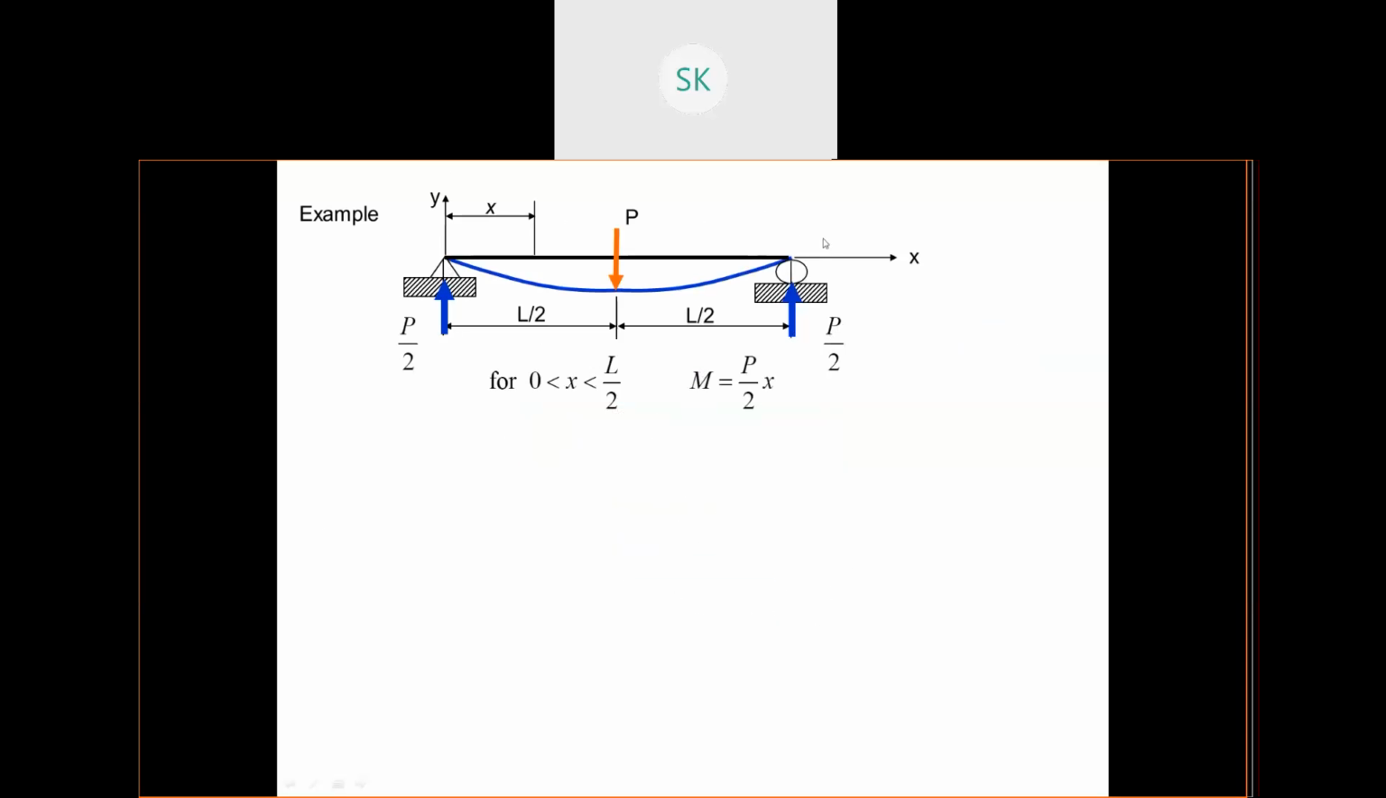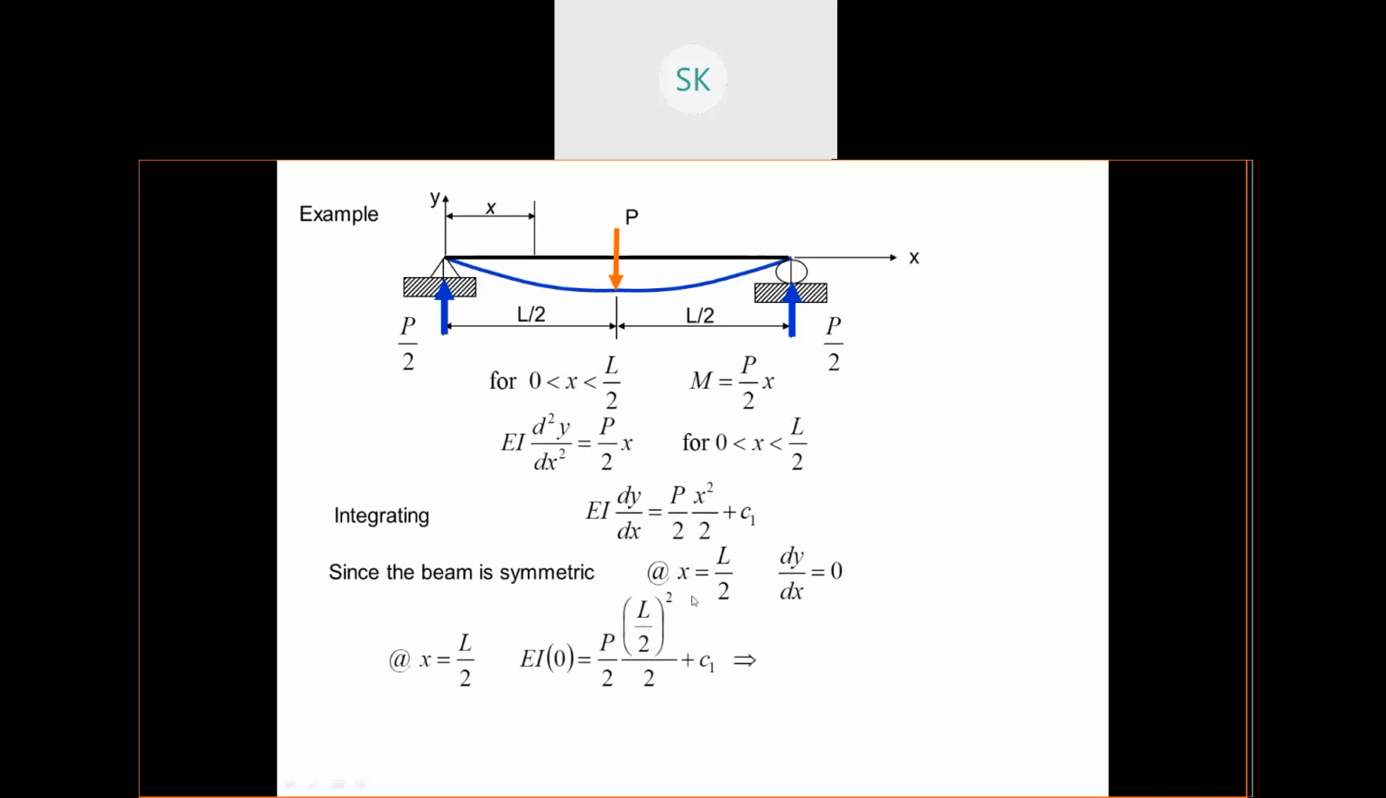Now this is the simply supported beam with point load at the midspan. The M equation is P by 2 x. So replace this with this, and this equation is for x more than 0 but less than L by 2. This is the moment equation for this region. Now integrate this part.